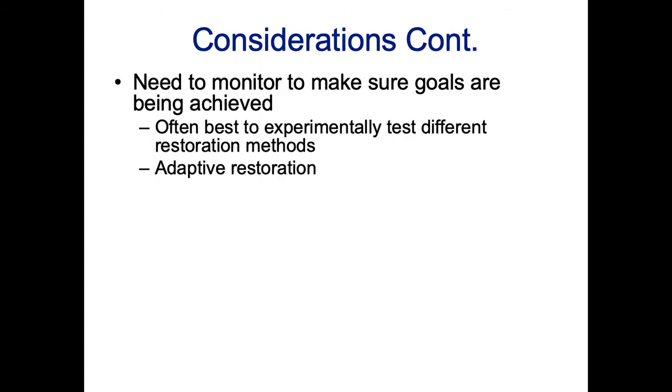Monitoring, as I said before, is really important for telling you whether you've met your goals or not. It's often best to experimentally test different restoration methods. And this is called adaptive restoration. So it's a lot like adaptive management. In fact, it's exactly the same, except that instead of just managing, we're restoring. So the idea here is that we continually collect data. And then if something appears to be working, we might keep doing that. If it's not working, we might try another restoration strategy, but keep collecting data so we can compare the changes through time with one practice over another to help us make the best decisions.